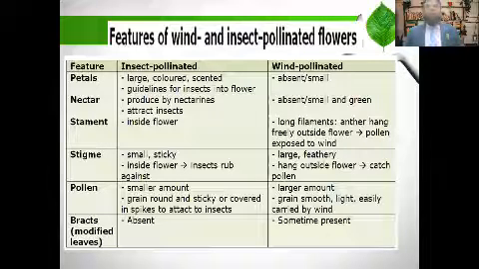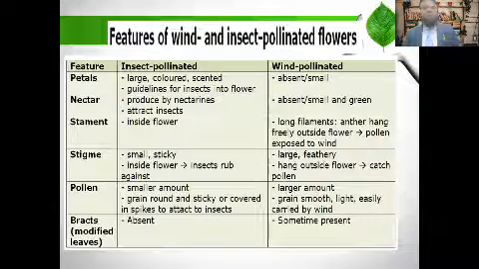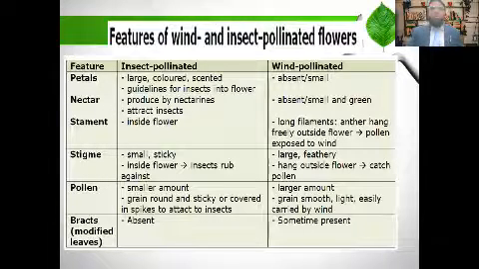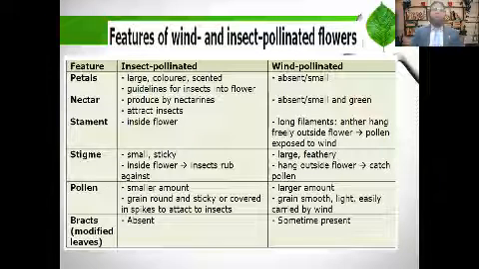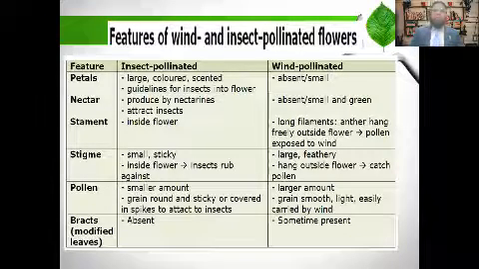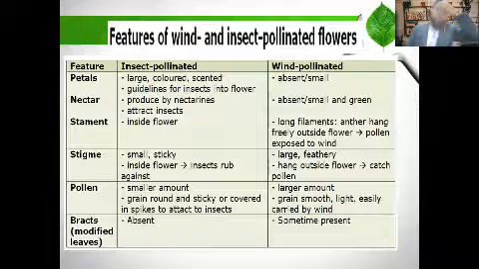And stamen is inside the flower in insect pollinated flowers, but in wind pollinated flowers it is a long filament, with anther hanging freely outside the flower. And stigma is very small in insect pollinated flowers, but in wind pollinated flowers it is very large. Pollen is a very small amount, but in wind pollinated flowers it is a large number. And bracts or modified leaves are absent in insect pollinated flowers, but in wind pollinated flowers, in some flowers, it is present.